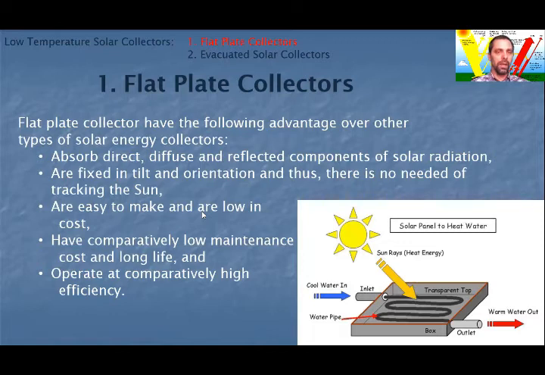Flat plate collectors have the following advantages over other types of solar energy collectors: they absorb direct, diffuse, and also reflected components of solar radiation, are fixed in tilt and orientation, and thus there is no need for tracking the sun, are easy to make and are low in cost, have comparatively low maintenance costs and long life, and finally, operate at comparatively high efficiency.